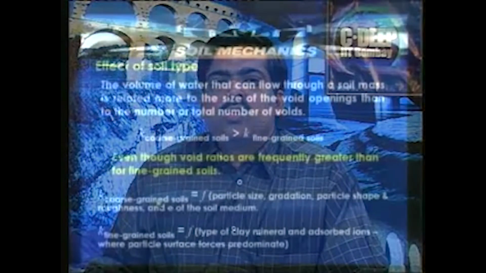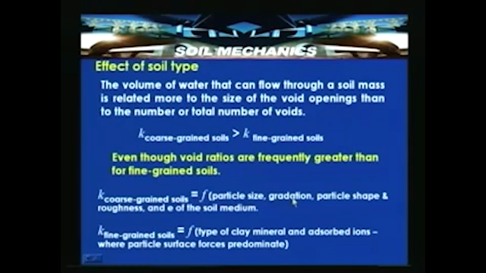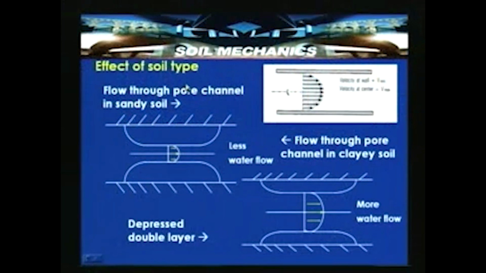So, K of the coarse grained soils is a function of particle size, gradation, particle shape, roughness and void ratio of the soil medium. If it comes to the K of the fine grained soils, that is a function of the type of the clay mineral and adsorbed ions surrounding the clay particles, where the particle forces dominate this particular arrangement. So here, let us discuss why the K of coarse grained soils is more than K of the fine grained soils.